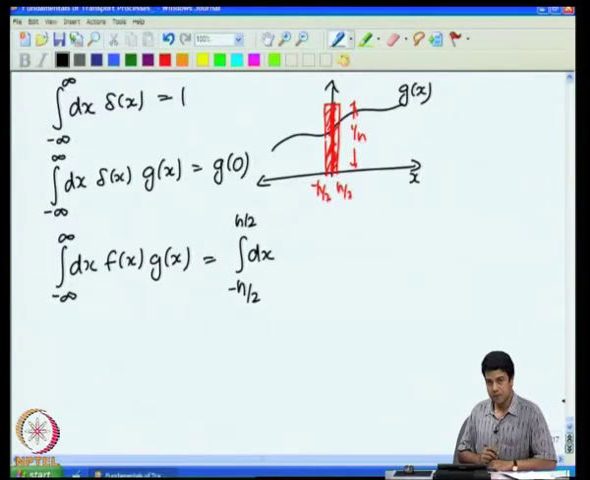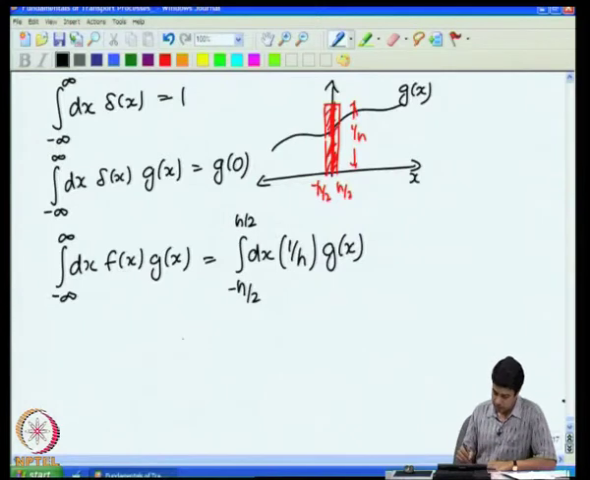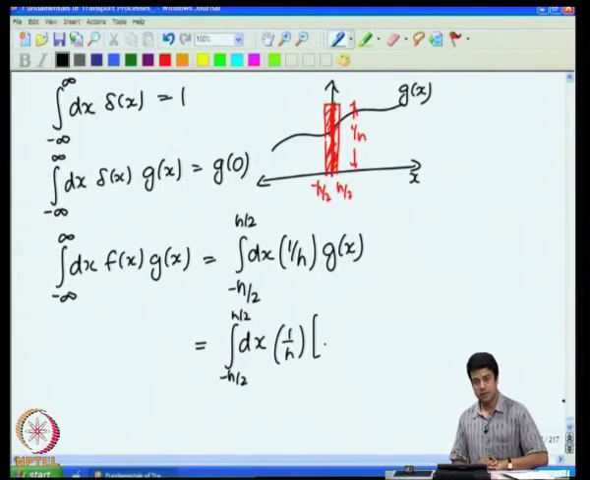Between minus h by 2 and plus h by 2, this is equal to 1 over h times g of x. Now, we are taking the limit as h goes to 0. Therefore, in this limit I can write this as the integral dx from minus h by 2 to h by 2 of 1 by h, times g of x, and expand g of x in a Taylor series about x is equal to 0.